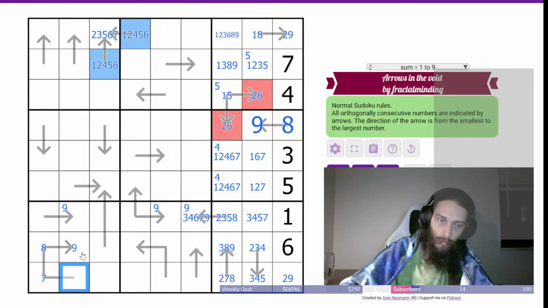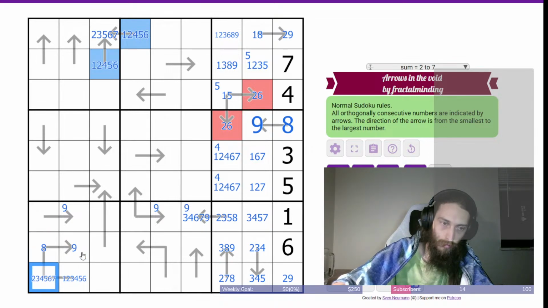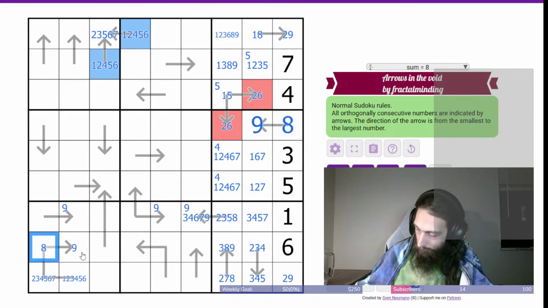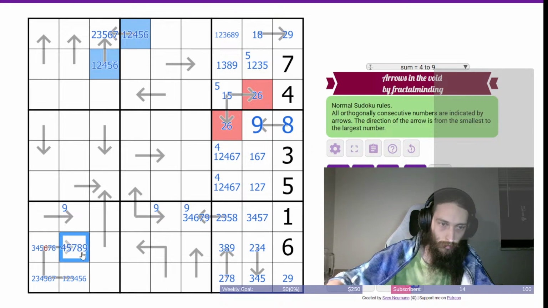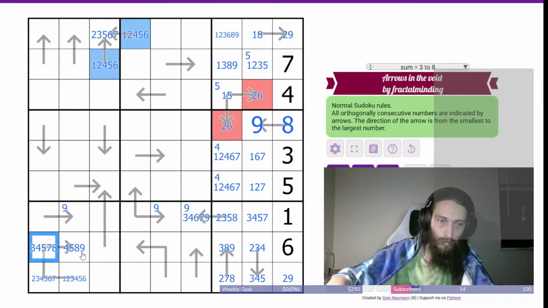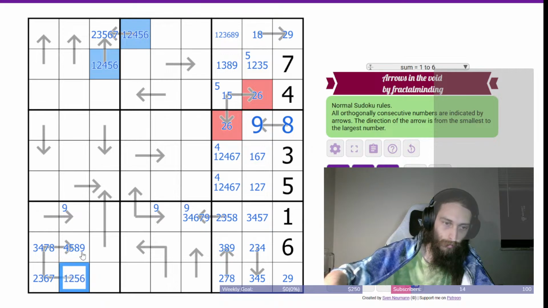Nine, 8, 7, 6, 3, 4, 5. 3, 4, 5, 6, 7. And 4, 5, 6, 7, 8. 6. And 6. So this can't be a 7. This can't be a 5. This can't be 5 or 4. And this can't be 4 or 3.